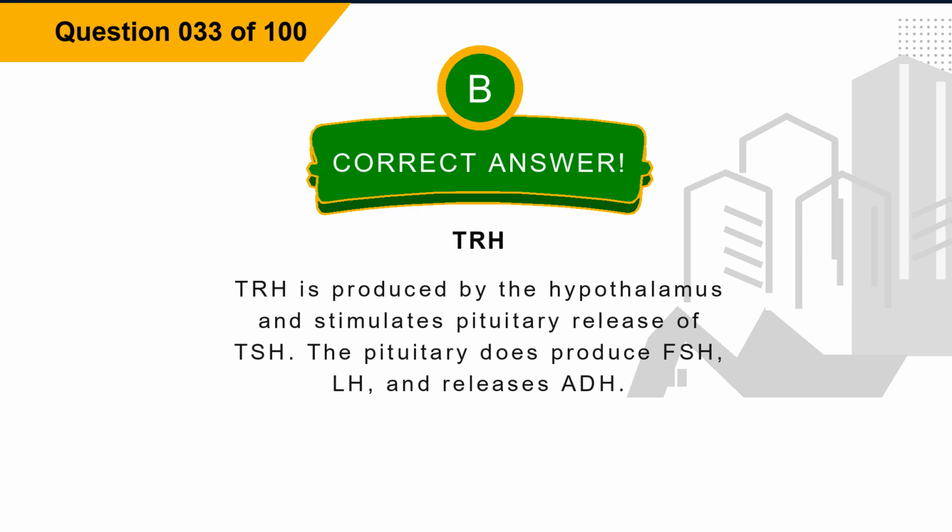Explanation: TRH is produced by the hypothalamus and stimulates pituitary release of TSH. The pituitary does produce FSH, LH, and releases ADH.